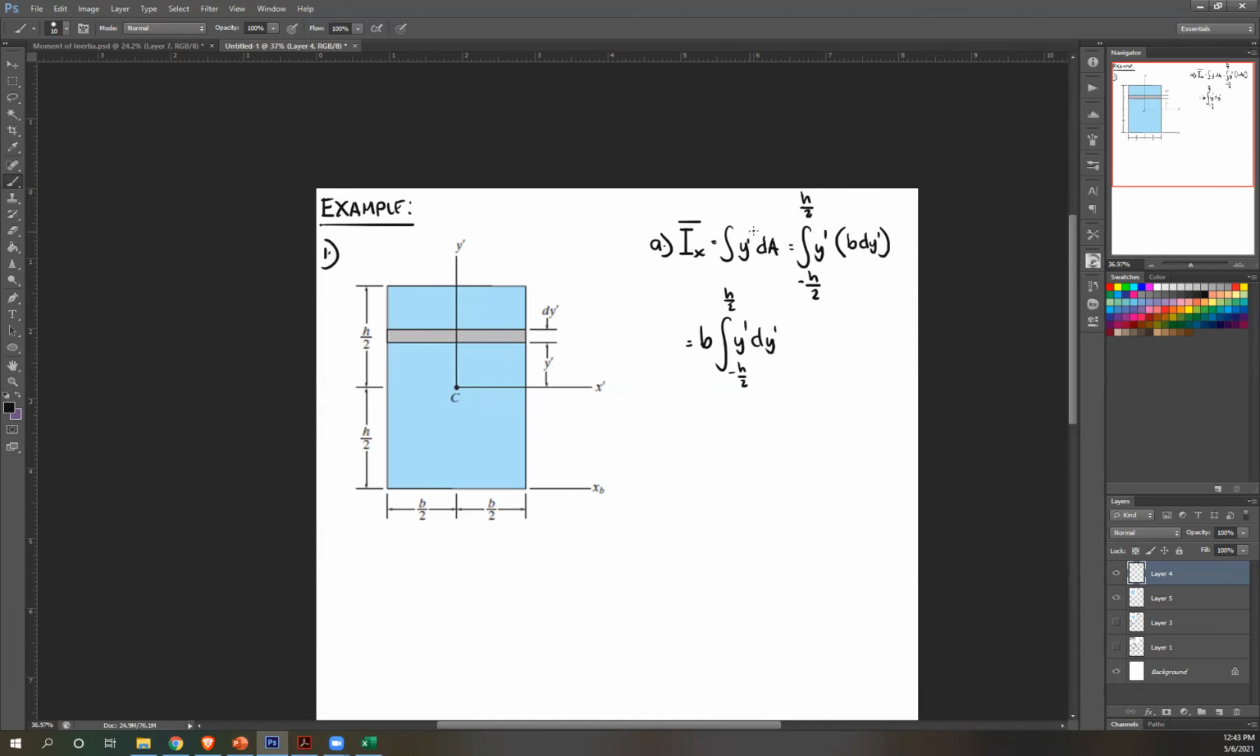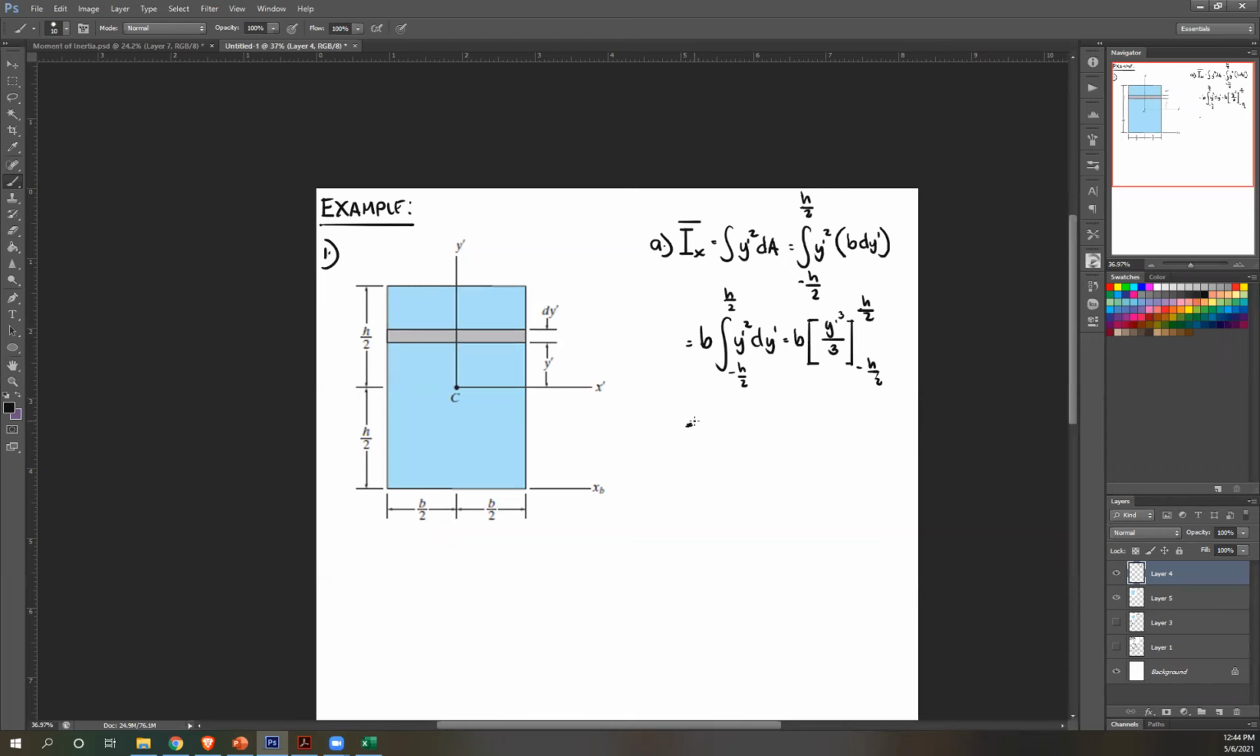The equation is y squared dA, so this is y prime squared. Once again, the integral of y squared dy is y cubed over 3. So b times y cubed over 3, so y prime cubed over 3, and then evaluate from negative h over 2 to h over 2.